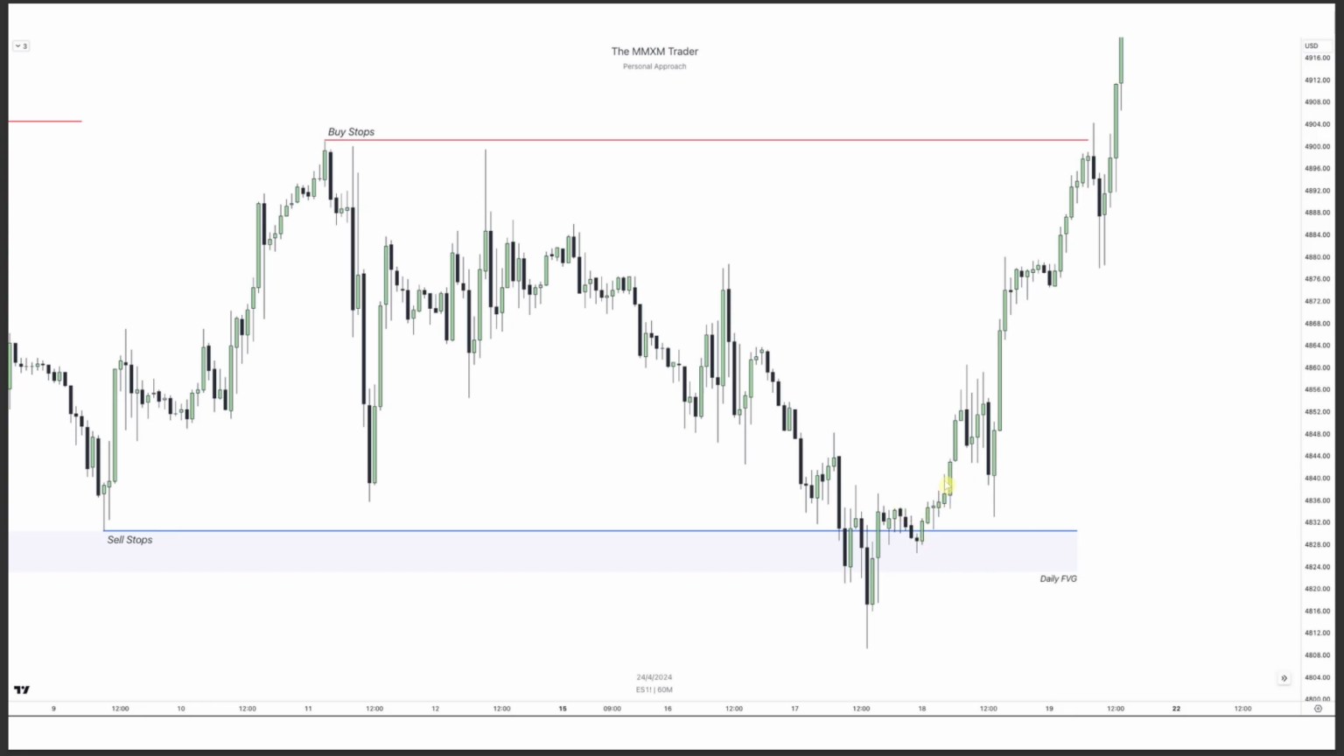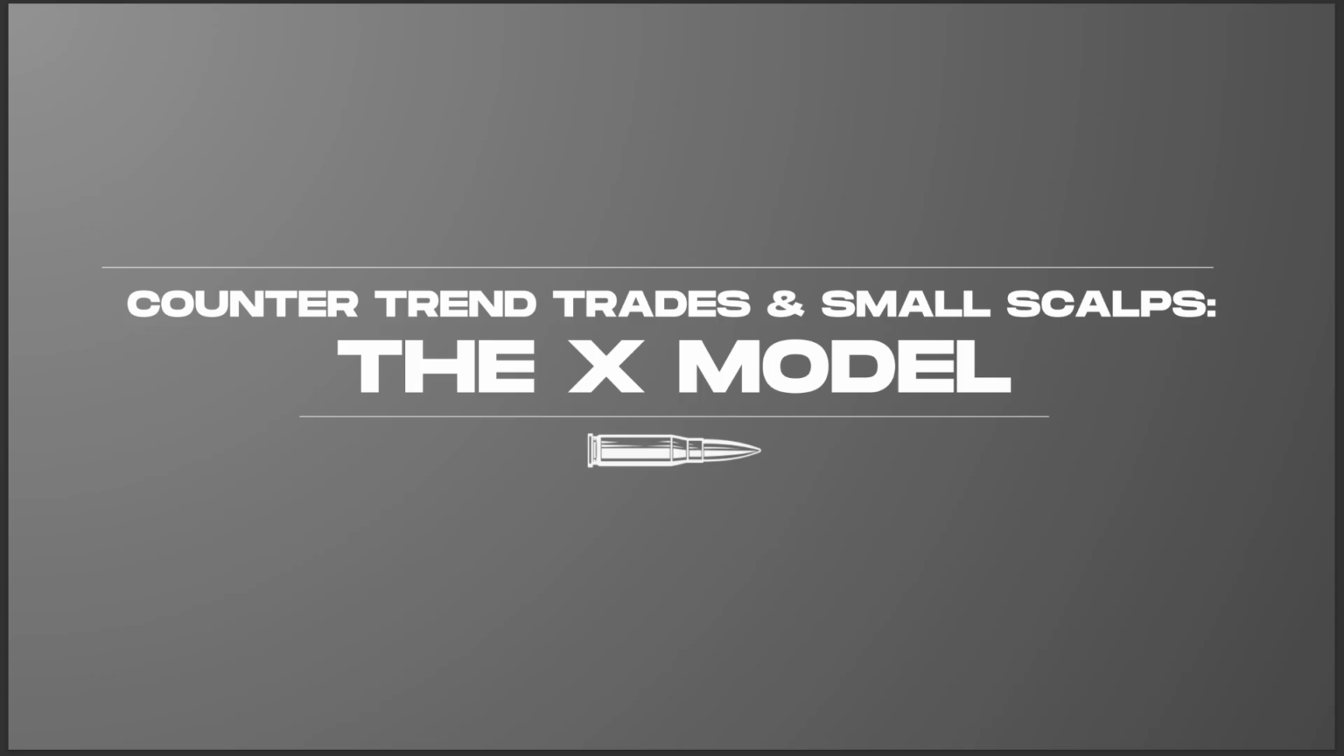Using the PDRA matrix, what we learned in the previous video on how to read the order flow. And once we accumulate those sell stops, we want to pair it up with the buy stops, right? This above here. So now let's talk about counter trend trades and small scalps.